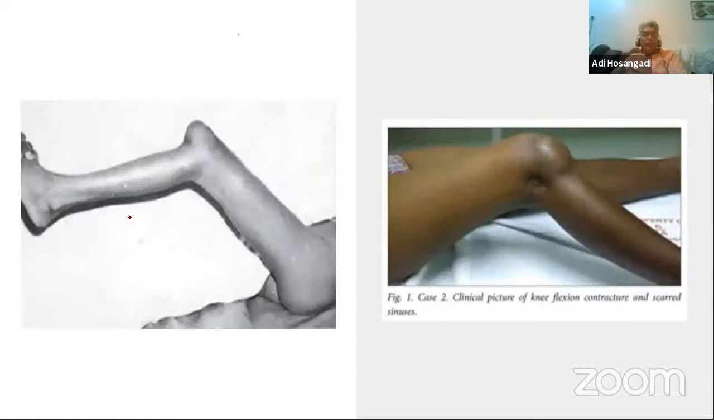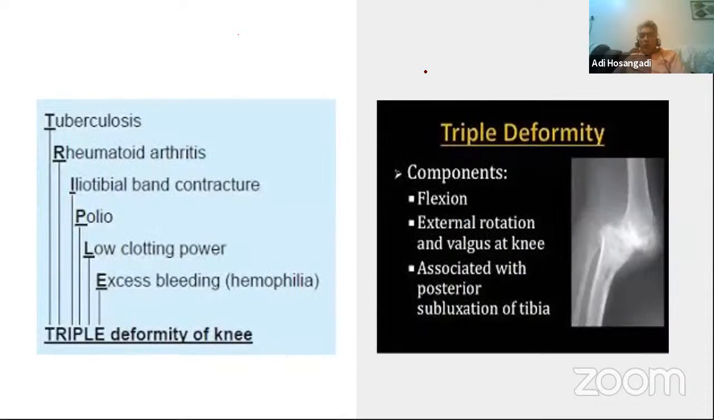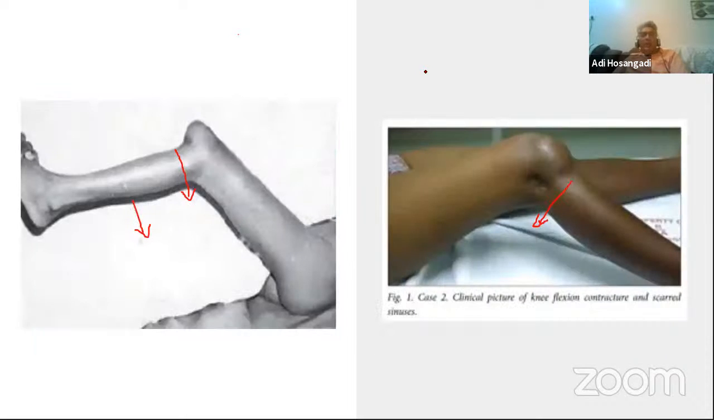See, look at this. Posterior subluxation. This tibia is subluxated posteriorly. You look at this. The tibia is subluxated posteriorly. Why it happens, you remember, I will go to this slide. Why this happens even in tuberculosis, this IT band you should know, maybe somebody will cover it in the anatomy class.